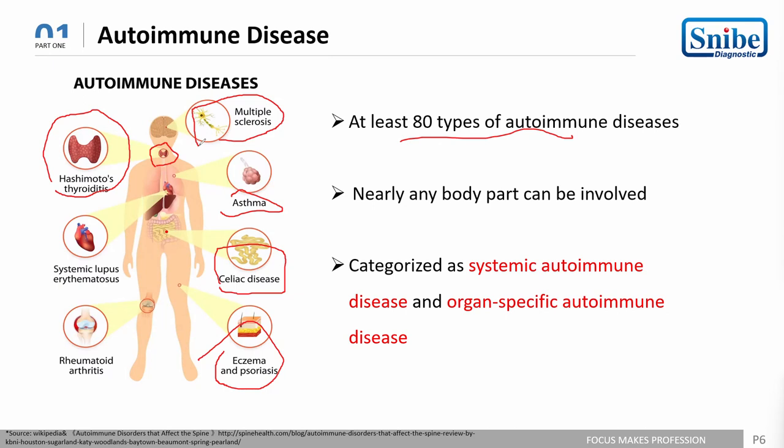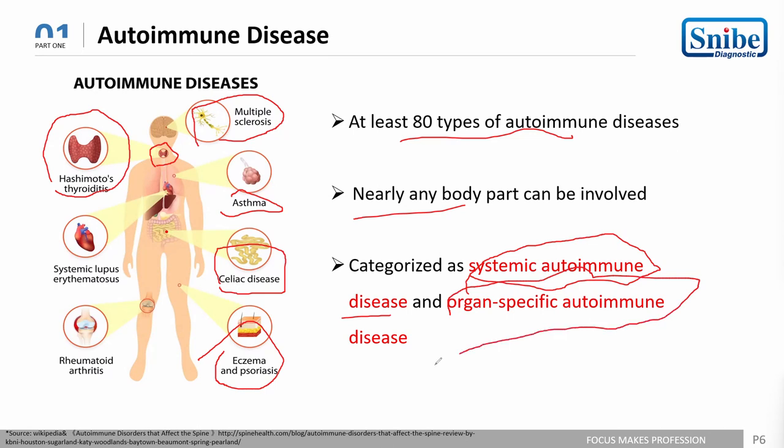Nearly any body part can be involved in autoimmune disease, and it can be characterized into two types. The first type is called systemic autoimmune disease, and the other is organ-specific autoimmune disease. So we can characterize autoimmune disease on the basis of localized and generalized immune system conditions, called systemic and organ-specific autoimmune disease.